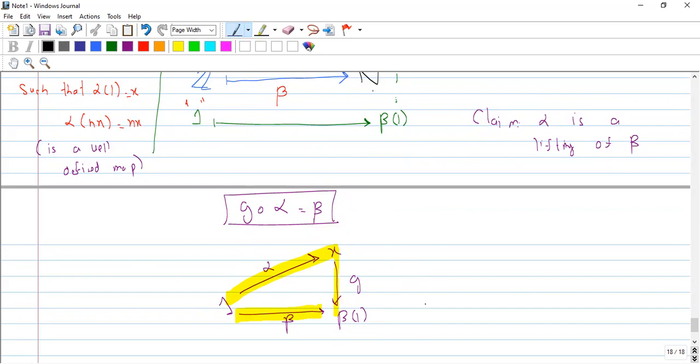सो डायग्राम इज कम्यूटिंग ऑन 1, तो वो फिर किसी भी एलिमेंट के ऊपर डायग्राम कम्यूट करेगा। बिकॉज अगर कोई भी एलिमेंट n लूंगा तो इसका इमेज मेरे पास nx आ जाएगा, और इसका जो इमेज आ जाएगा वो n बीटा ऑफ 1 आ जाएगा, और यहाँ पे n का भी इमेज बीटा ऑफ 1 ही आ जाएगा। So which shows that this diagram is commuting.